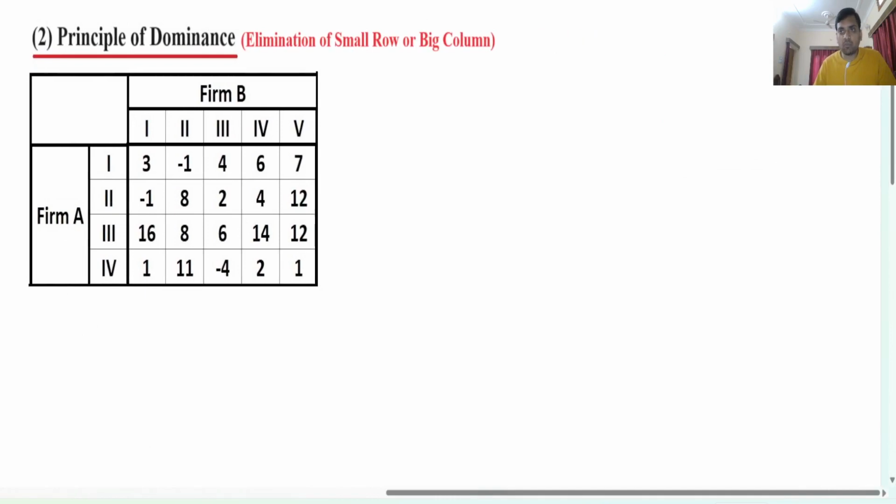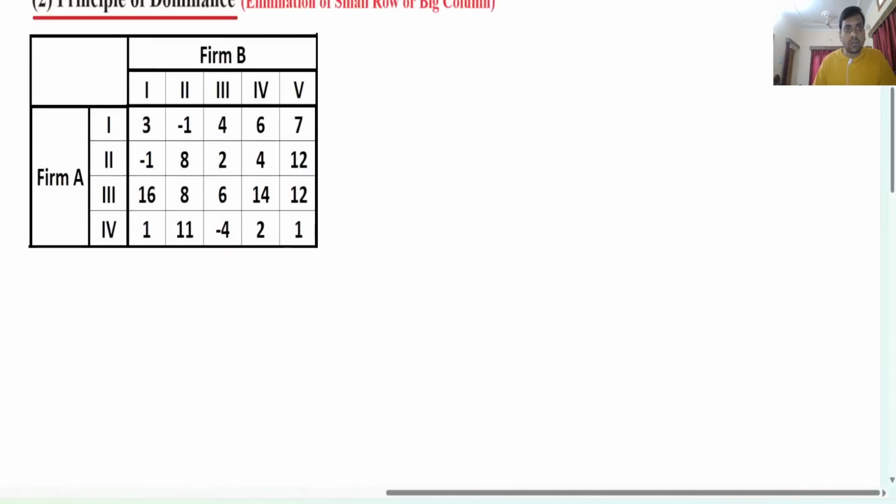So we have this same question. First we will focus only on this concept, elimination of small row and big column. In short, we can write RSCB. This means row small, column big. Now we will search either row or column. If we are considering a row, so we will search smallest row.